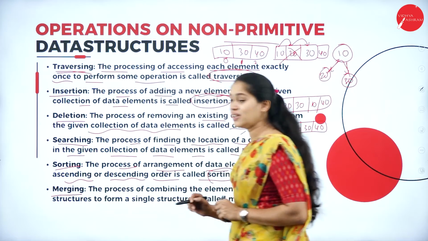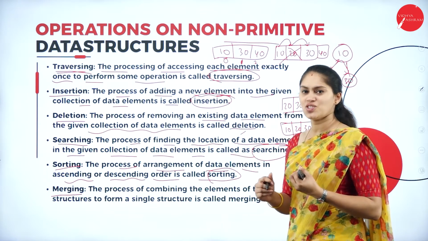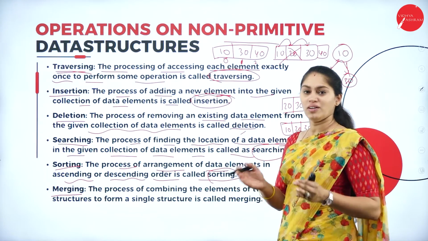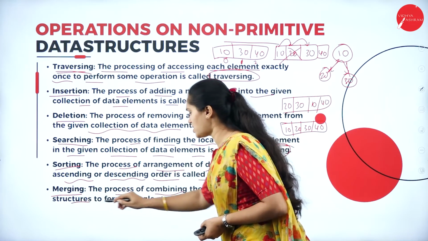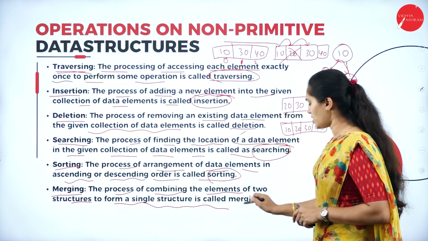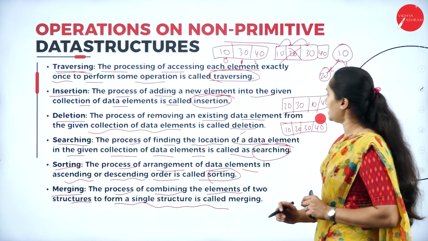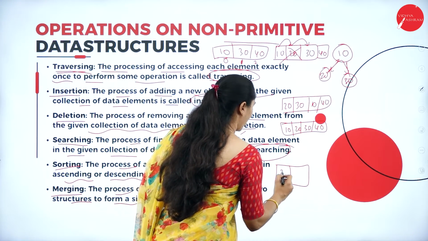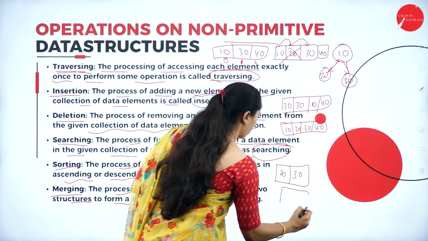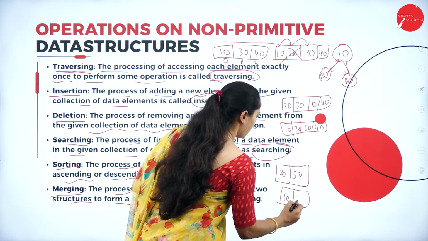At last we have merging. As the name indicates, merge in the sense what? We are combining. What are we combining here? The process of combining the elements of two structures to form a single structure is called merging. So let me take one example here. Consider I have 20 and 30. Here I have one more structure, 10, 40.